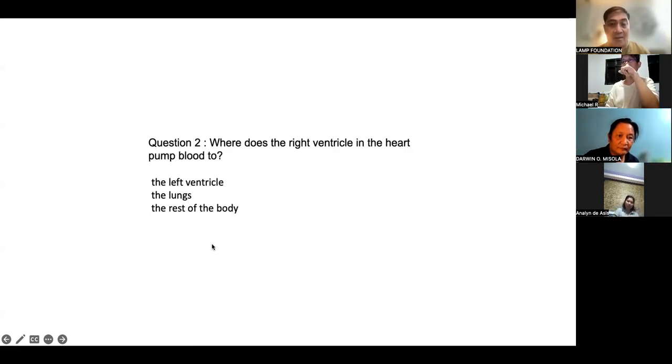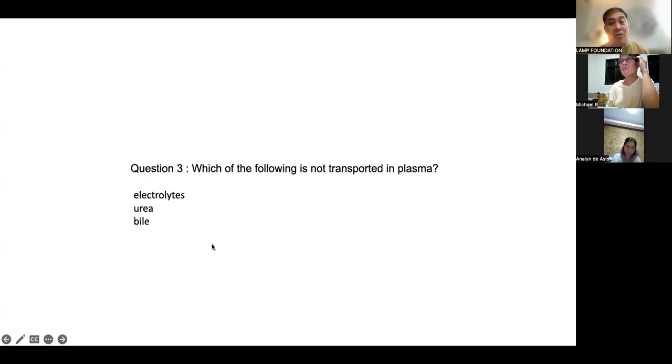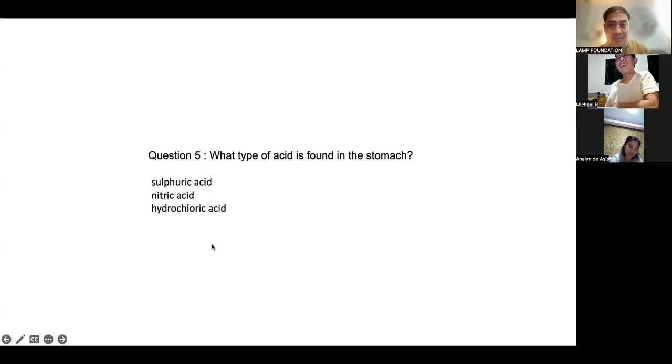Where does the right ventricle in the heart pump blood to? The lungs. Lungs, very good. Which of the following is not transported in plasma? Urine, hindi siya urine. Bile. Name the contractions that push food through the esophagus. I'm not familiar with this one. Peristalsis. What type of acid is found in the stomach? Not nitric acid. Hydrochloric acid. Very good.